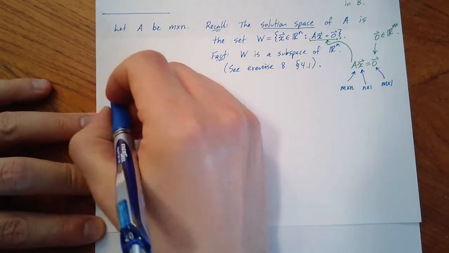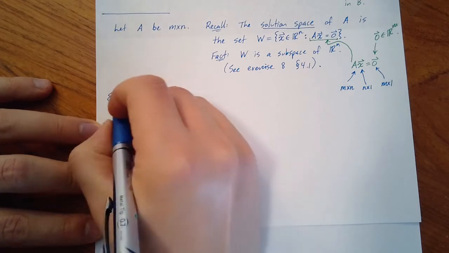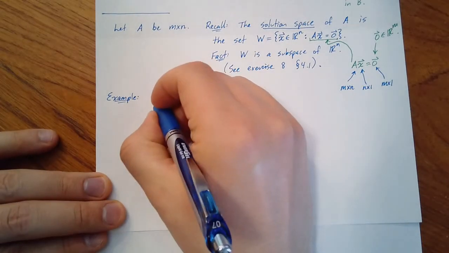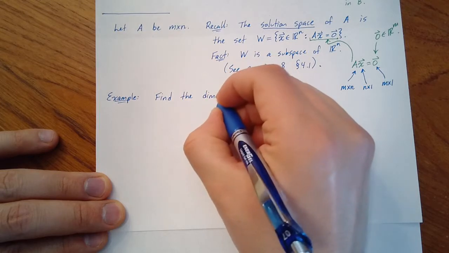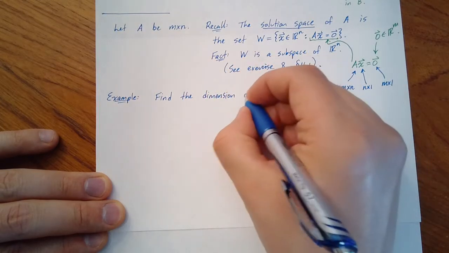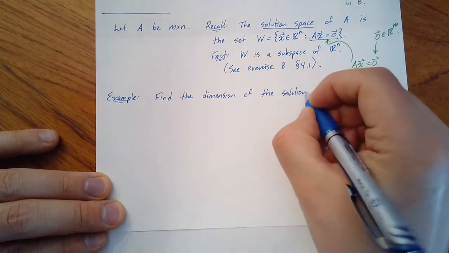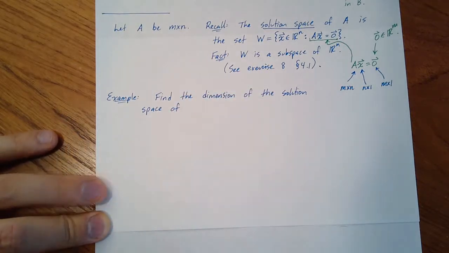Alright, so this next example is going to work with the solution space of a given matrix, and what we're going to do is find its dimension. So here's the example. Find the dimension of the solution space of this matrix. So here's the matrix.